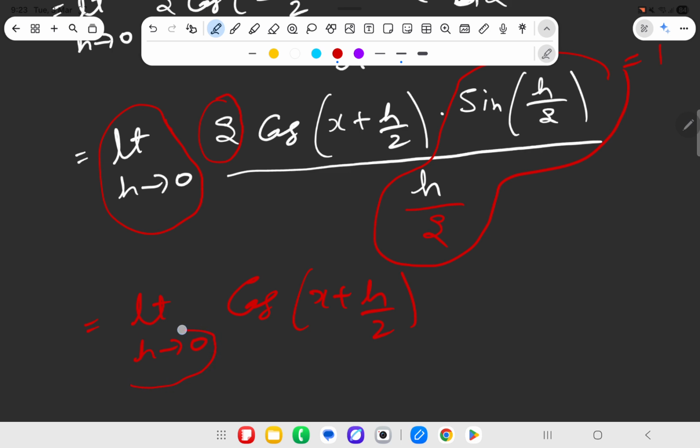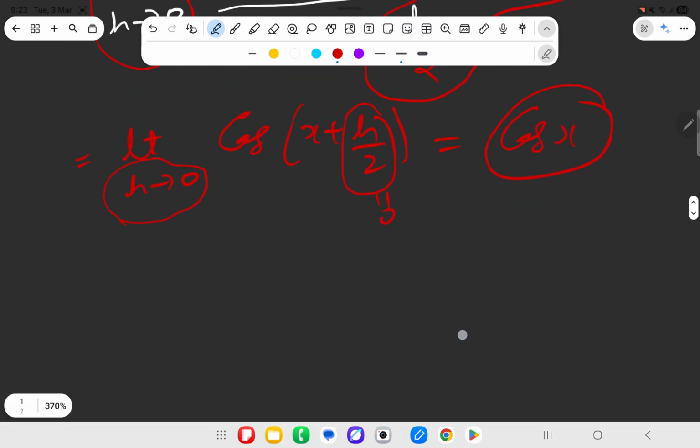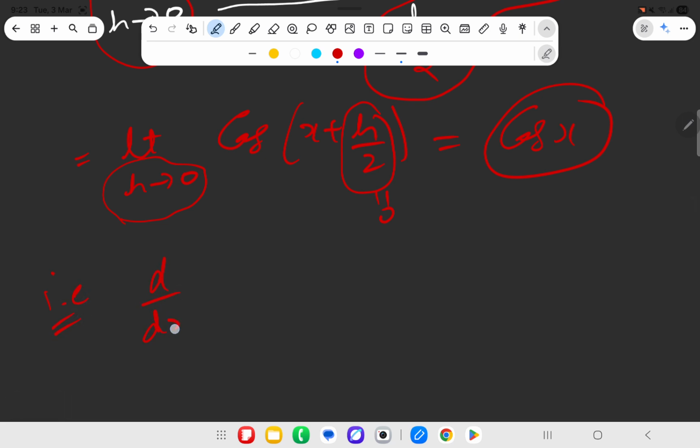Now this h approaches 0. It means if I put 0 here, what is left behind? cos x. So this is what I want. So it means that the derivative of sin x is nothing but this cos x. So hence proved. Thank you so much.